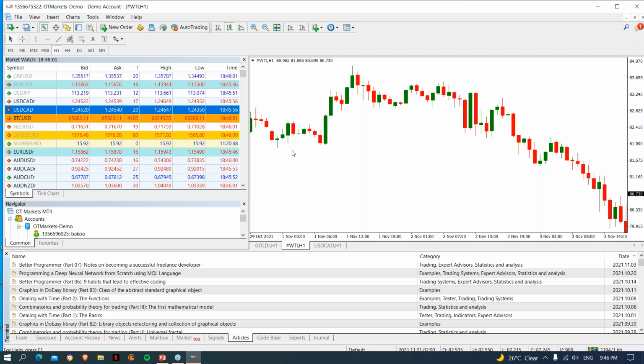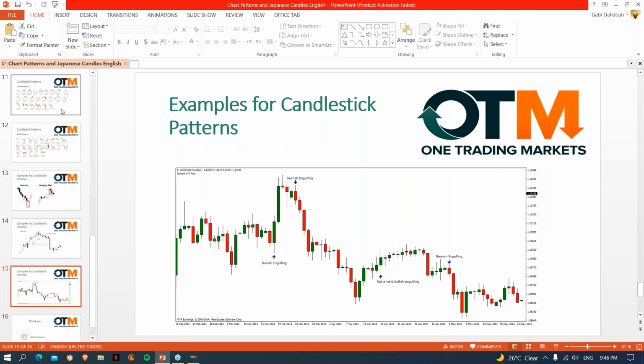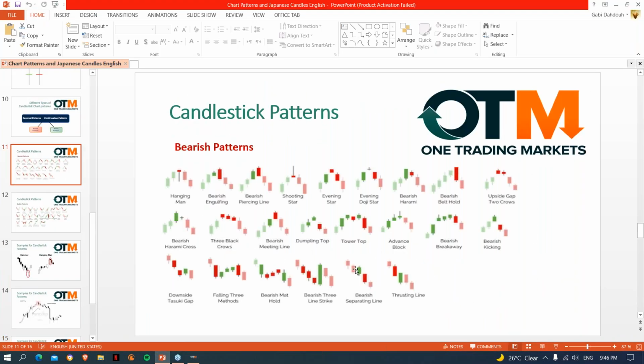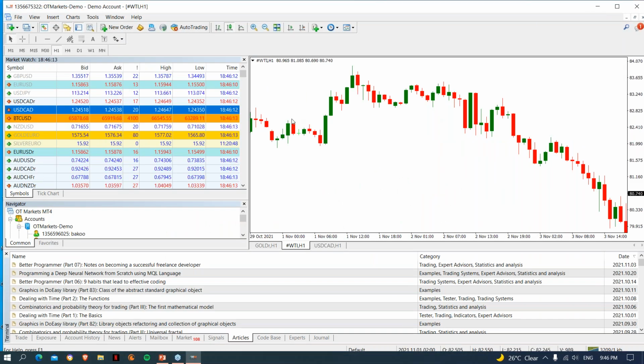If you remember, we talked about a pattern called a harami pattern, which is, let me show you here. Bearish harami. Notice how it's the same way. The first candle was bigger than the second candle, which indicates that the market will go down. And notice how the market actually did go down, from all the way here to here.